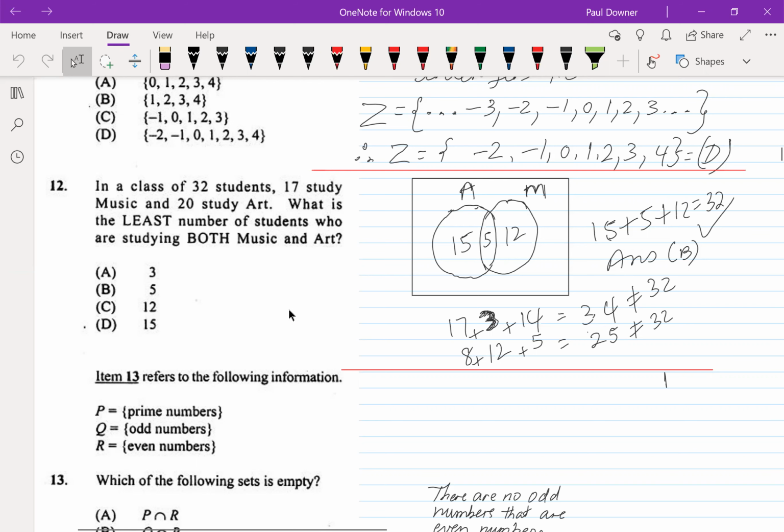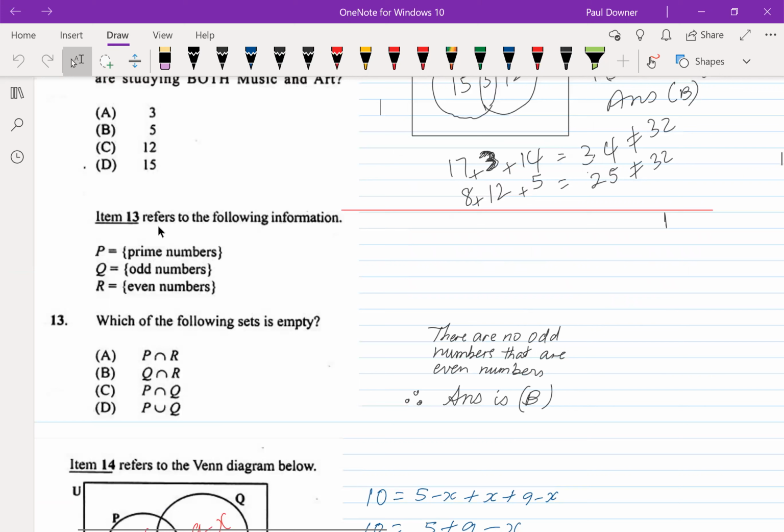Right, so we're going on now to number 13. And number 13 refers to the following information, right? You have P for prime numbers, Q for odd numbers, R for even numbers. And they say which of the following sets is empty, all right?